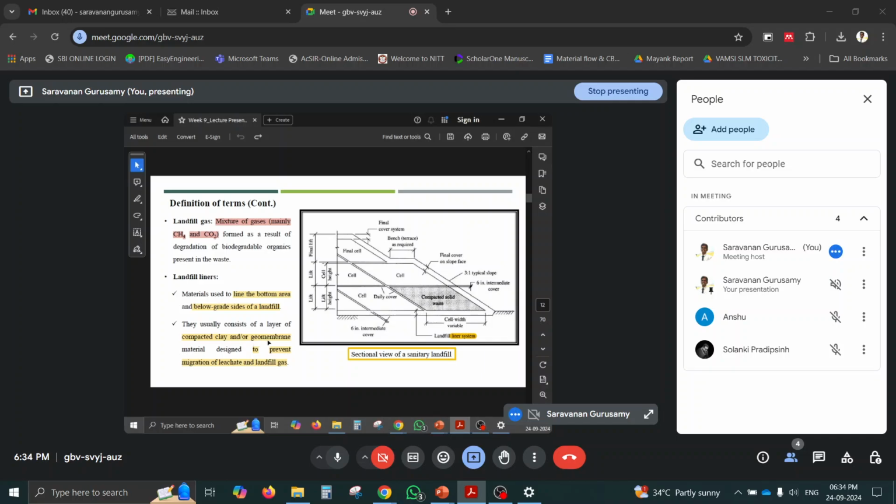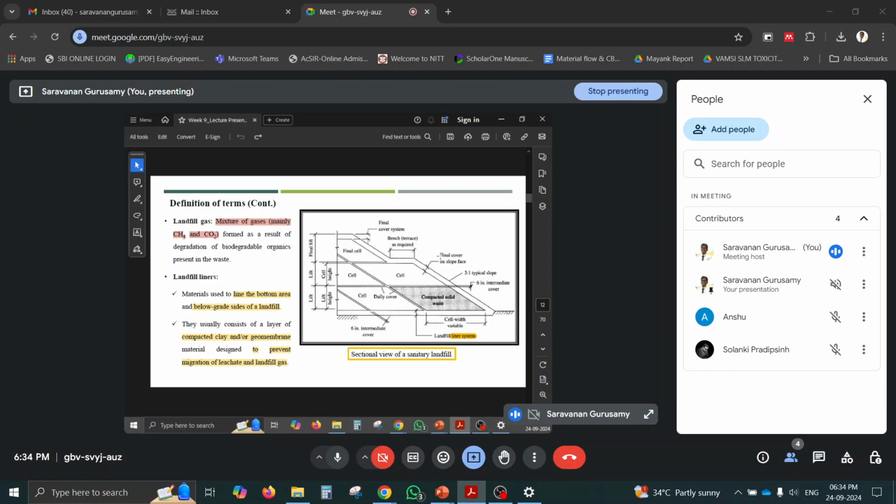Or we can use some synthetic materials like geomembrane, geotextiles, geonet, that are all useful for liner systems to prevent migration of leachate and the landfill gas. Okay, the same can be used as a cover system also. So I think I have discussed all the components of landfill.